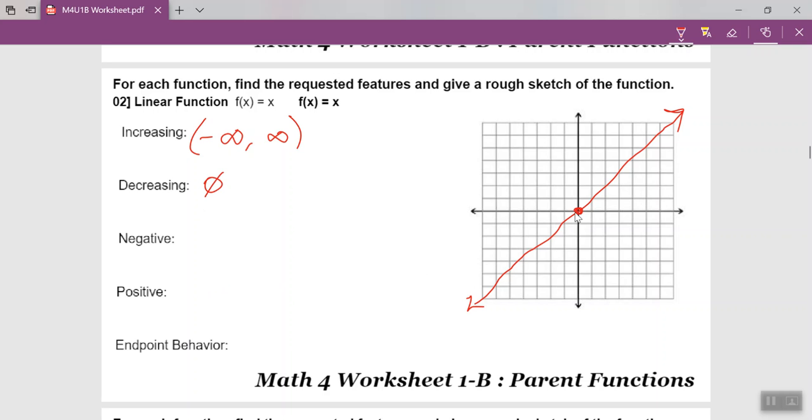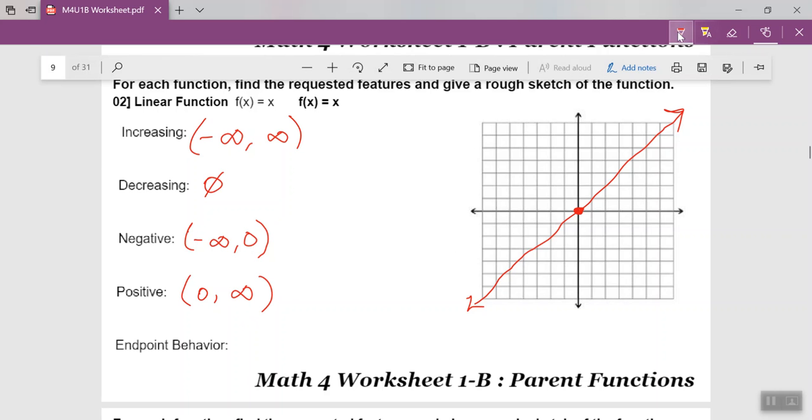Right here is the spot where it makes the transition from positive to negative. And so the negative is going to be everything from negative infinity up to 0, but 0 has a y value of 0, which means it's not negative. So we put a parenthesis there. And likewise, on the positive side, it goes from 0 to positive infinity. Again, 0 is not technically included in either one of those, so I don't have any brackets.